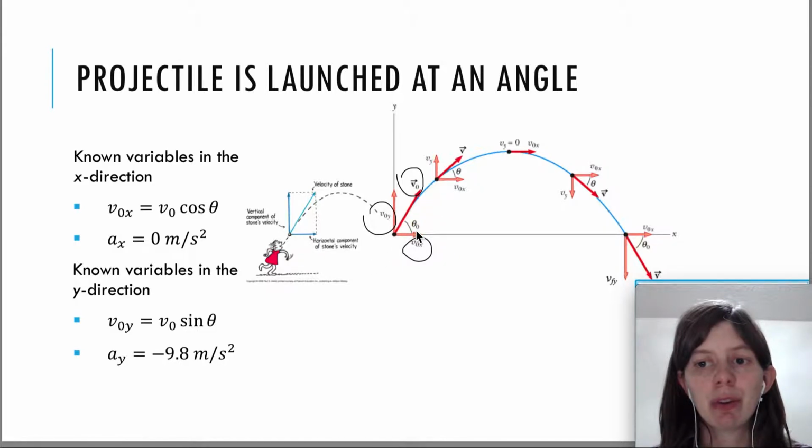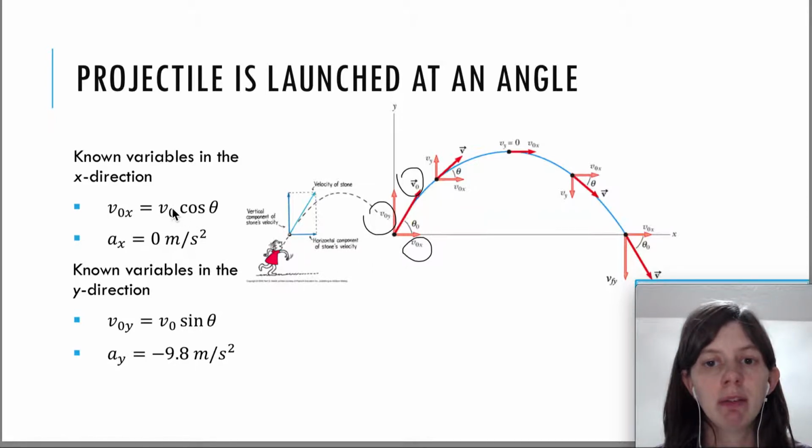99.9% of the time, you're going to be given the angle with the horizontal axis. So you can go ahead and use cosine for the x component. V initial x equals V initial times cosine of the angle, because the x component is adjacent to the angle. And then use the sine for the y component. V initial y equals V initial times sine of the angle. And then we're going to have the same acceleration as always for projectile motion. Ax is 0 for the x direction. Ay is negative 9.8 meters per second squared for the y direction.